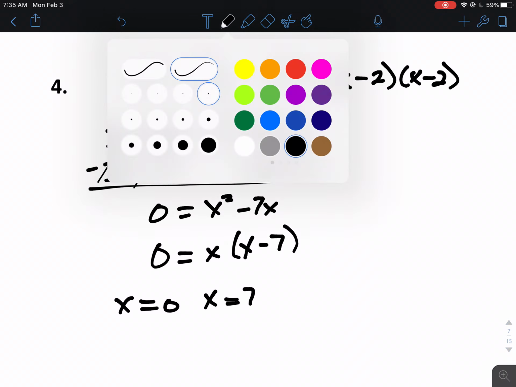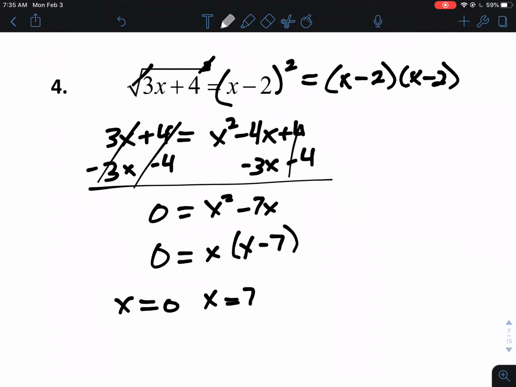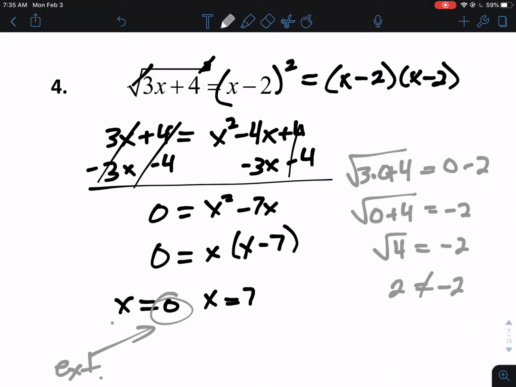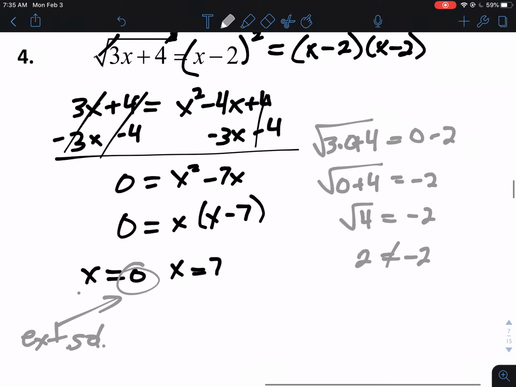Alright, so now let's check both of those, make sure they're both good. So we've got 0 first, the square root of 3 multiplied with 0 plus 4 equals 0 minus 2. So the square root of 3 multiplied with 0 is 0. 0 minus 2 is -2. So we get the square root of 4 equals -2. But the square root of 4 is 2. And 2 doesn't equal -2. So that means that 0 is an extraneous solution. We'll do the same thing we did for rationals. We'll just circle it, write EXTSOL, just meaning that it doesn't work in our original equation.